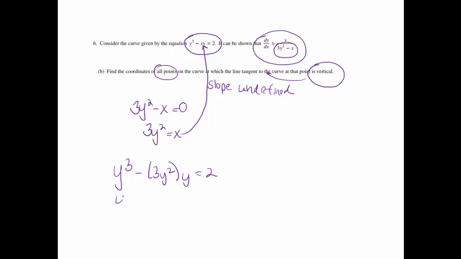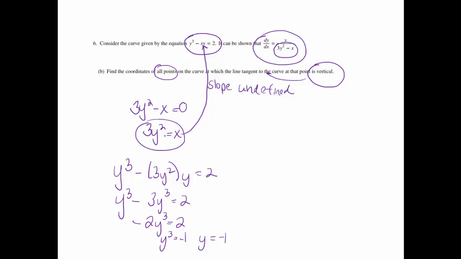And then continuing to combine this, I'll get y cubed minus 3y cubed is equal to 2. So I'll get negative 2y cubed is equal to 2. So that will give me y cubed equals negative 1, which makes y equal negative 1. So that's my y value. Now I'll go back to my x value and plug it in up here. And when I do that, I'll get 3 times negative 1 squared is equal to x. So x will equal 3. So the coordinates would be (3, -1).